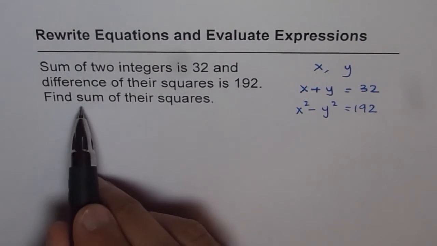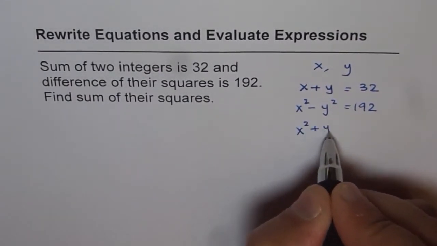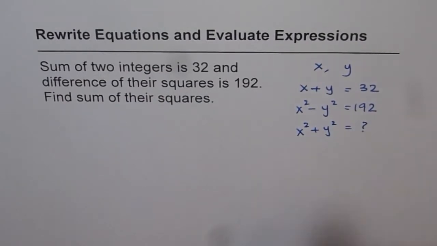And we need to find the sum of their squares. That means we need to find what x square plus y square equals. That is what we need to find. So that is how we understand our problem. Now let's try to solve this.